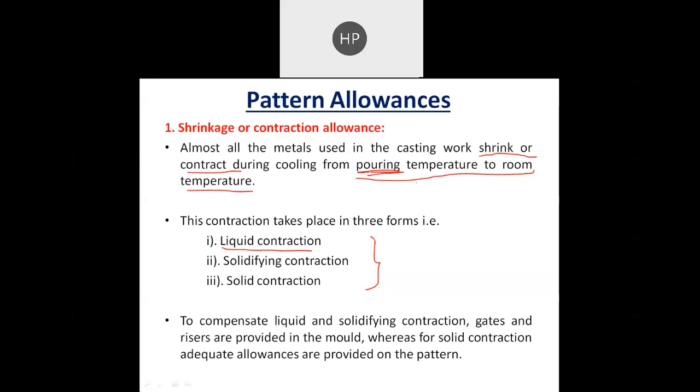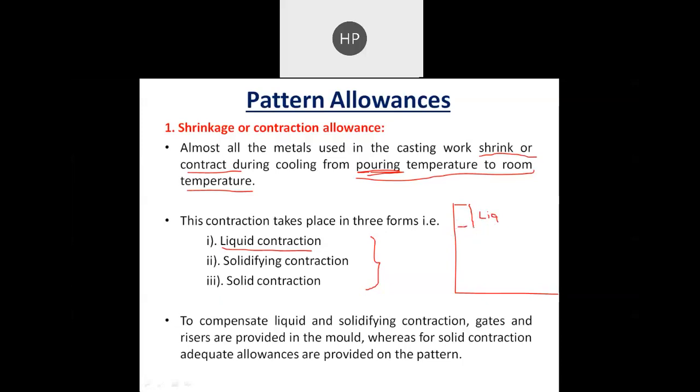Okay, so I will just show you one diagram. Initially its temperature will come down, but it still stays in a liquid form. When its temperature is higher and it comes to a somewhat lower temperature, it has certain contraction, and that will be considered as a liquid contraction.